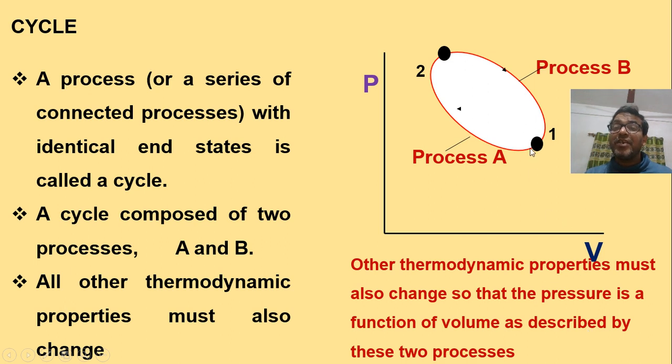So when it goes from 1 to 2, what happens? The volume is increasing but the pressure is decreasing. Similarly, when going from 2 to 1, the pressure is increasing and the volume is decreasing. So in this case, when going from 1 to 2, the volume is decreasing but the pressure is increasing. But when it comes from 2 to 1, the pressure is decreasing and the volume is increasing. Yes. So the two processes are basically opposite. Then it is called a cycle, right?